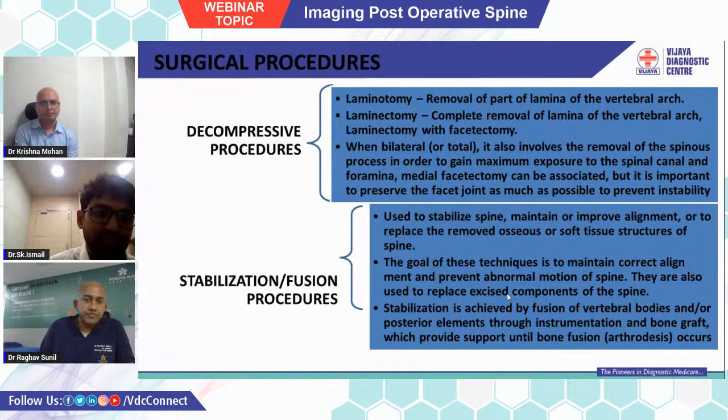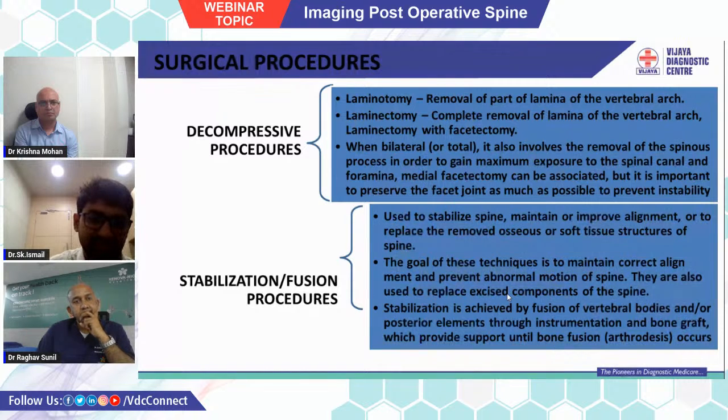So a brief introduction about the surgical procedures. The surgical procedures include decompressive and stabilization and fusion procedures. So decompressive procedures, as the name indicates, include laminotomy, laminectomy, and laminectomy with facetectomy. Ideally, laminectomy and facetectomy are a part of conventional surgical procedures and are not frequently used now. The idea is to preserve as much anatomy as possible, especially the posterior ligaments and the facet joints, and reduce the soft tissue paraspinal dissection as much as possible. So the aim is to preserve the facet joint as much as possible, mainly to prevent instability and iatrogenic spondylolisthesis.